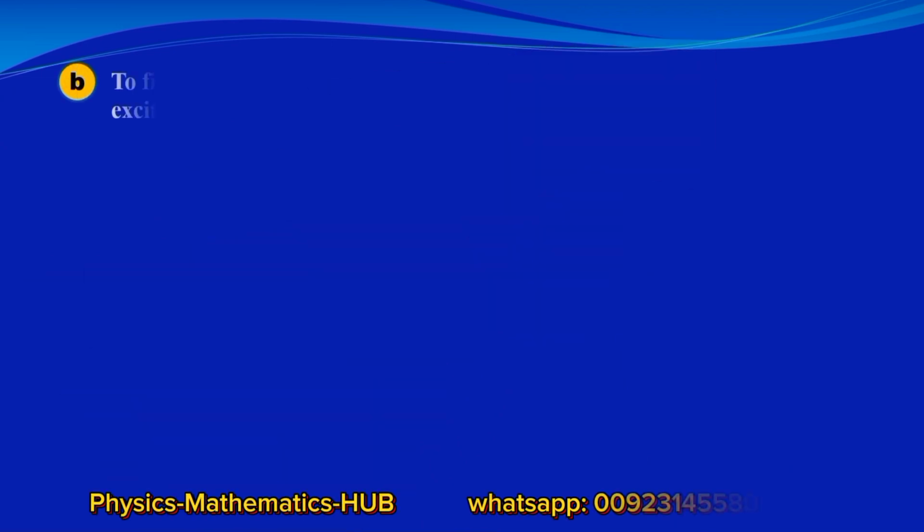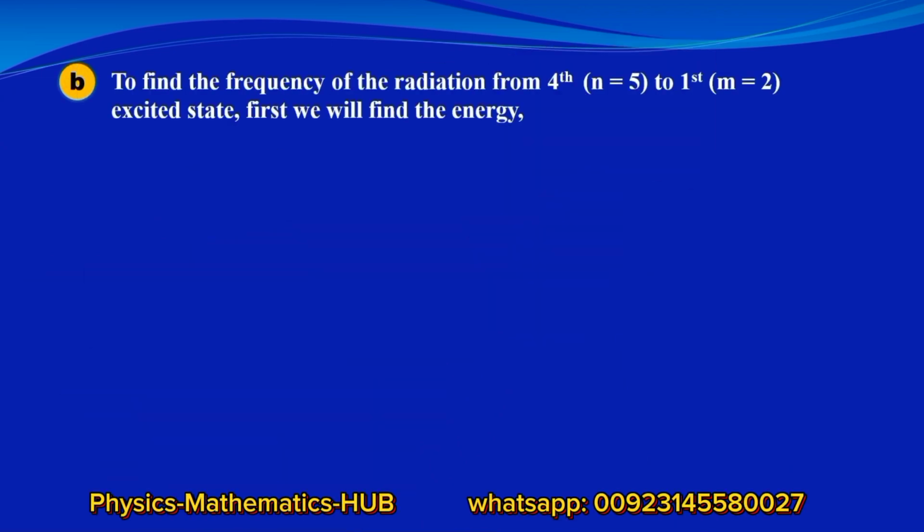In part B, we have to find the frequency of the radiation from fourth to first excited state. So first we will find the energy, which is equal to E, that is equal to En minus Em. Putting the values, E is equal to h nu, En is equal to the binding energy of the nth orbital.